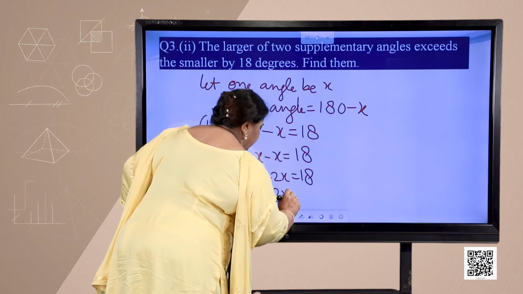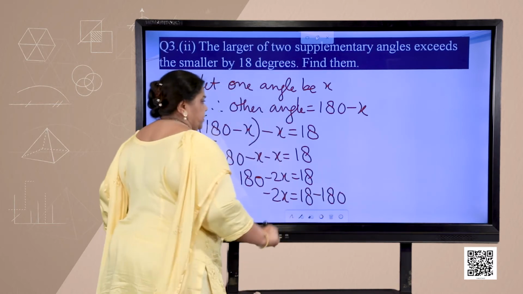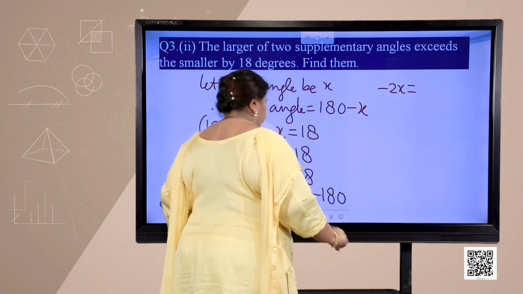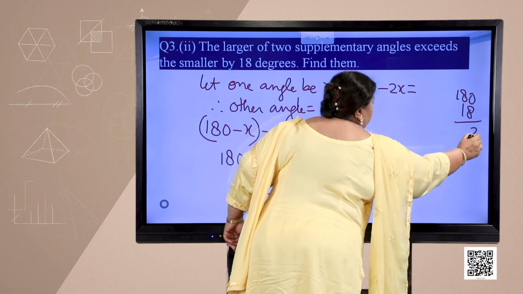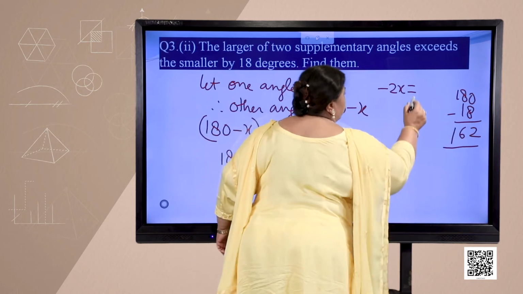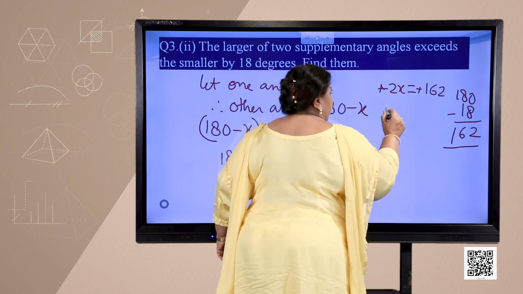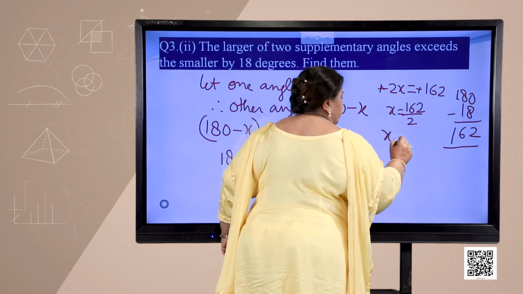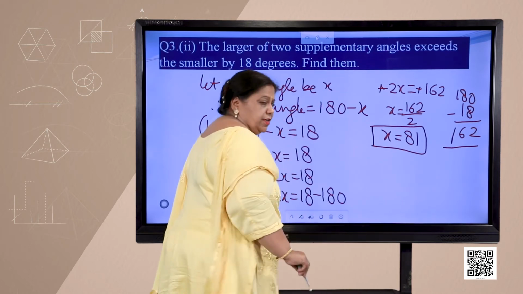If I take 180 to the other side, what do I get? It is minus 2x is equal to, look here, we get 162. So, with a minus sign, minus minus becomes plus, x is equal to 162 by 2, or x is equal to 81. I have got the measure of one angle as 81 degrees.